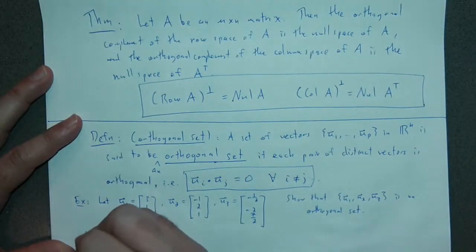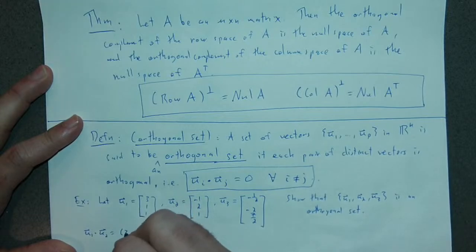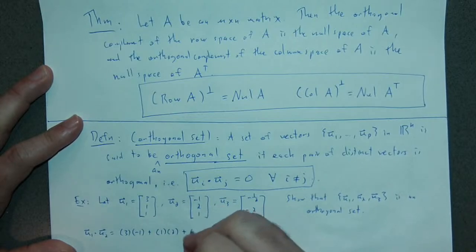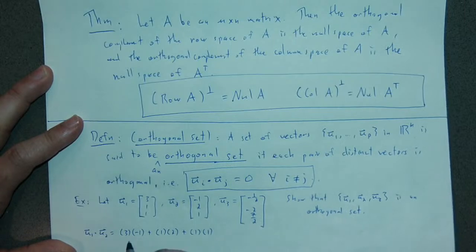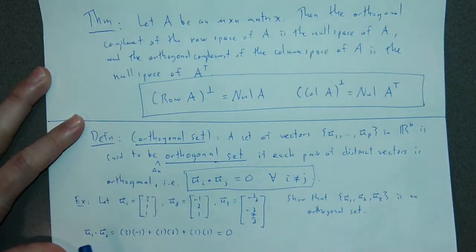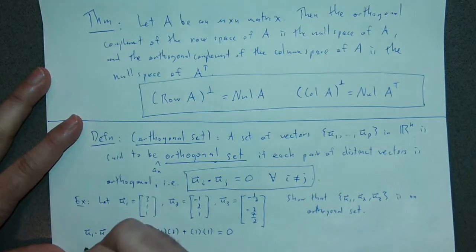So u1 dotted with u2 is what? Let's dot these first two vectors. This is 3 times -1 plus 1 times 2 plus 1 times 1. So -3 plus 2 plus 1, so it's -3 plus 3. This is 0. Okay, so that's looking good. Of course, if at any point I compute one of these and get something that's not 0, assuming I did everything correctly, that means the set wouldn't be orthogonal, right?